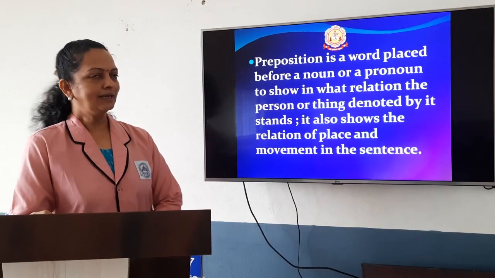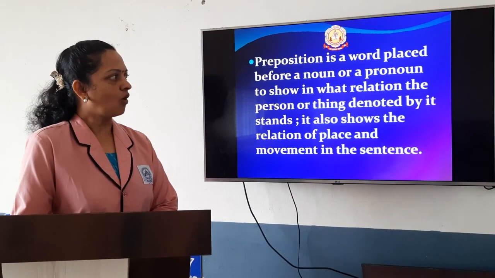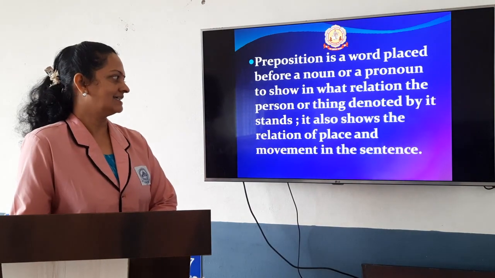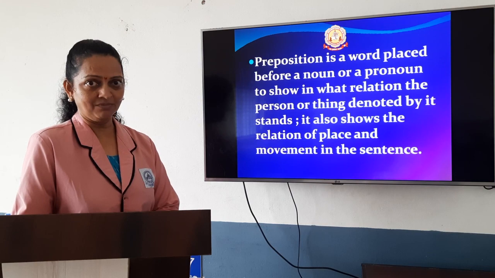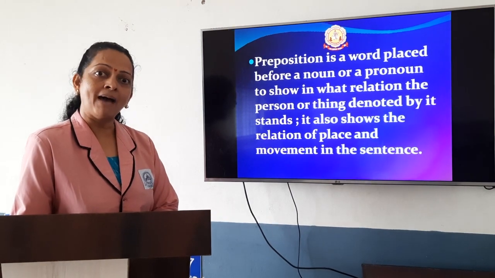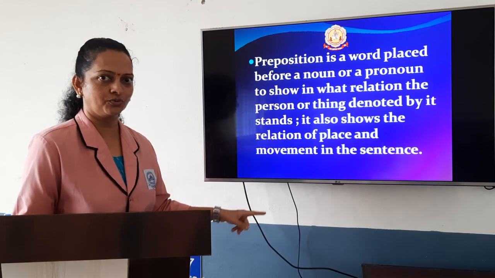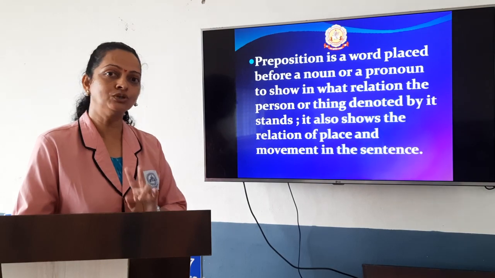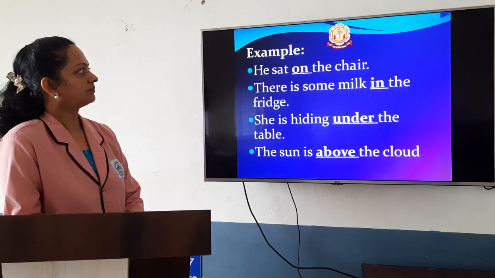A preposition is a word placed before a noun or a pronoun to show in what relation the person or thing denoted by it stands. It also shows direction, time, movement, amount, manner, cause and place. Of course, I have not mentioned all the other things over here, but that is what a preposition is. It tells about the relation between two things. I have given some examples over here.